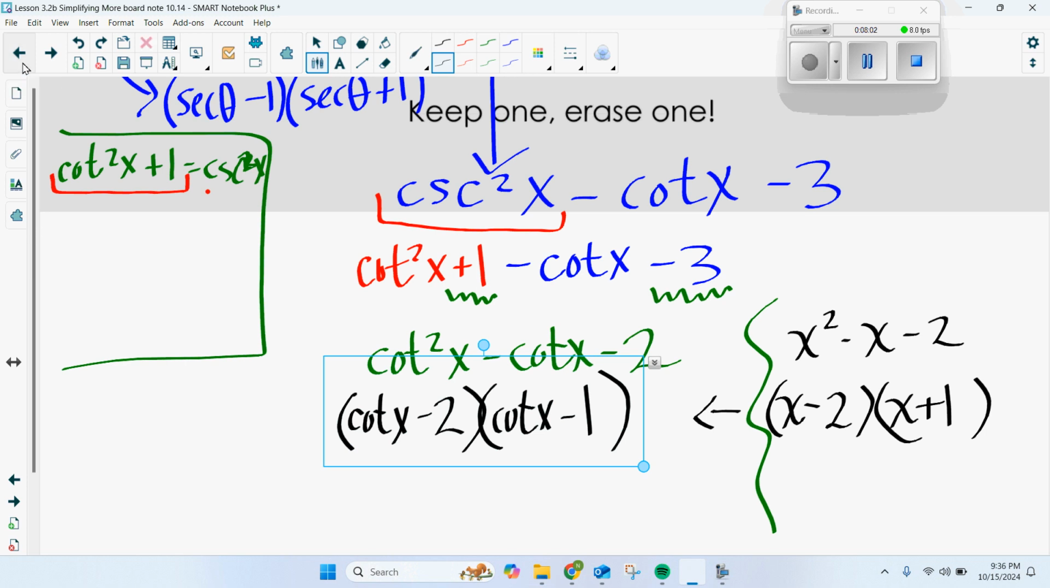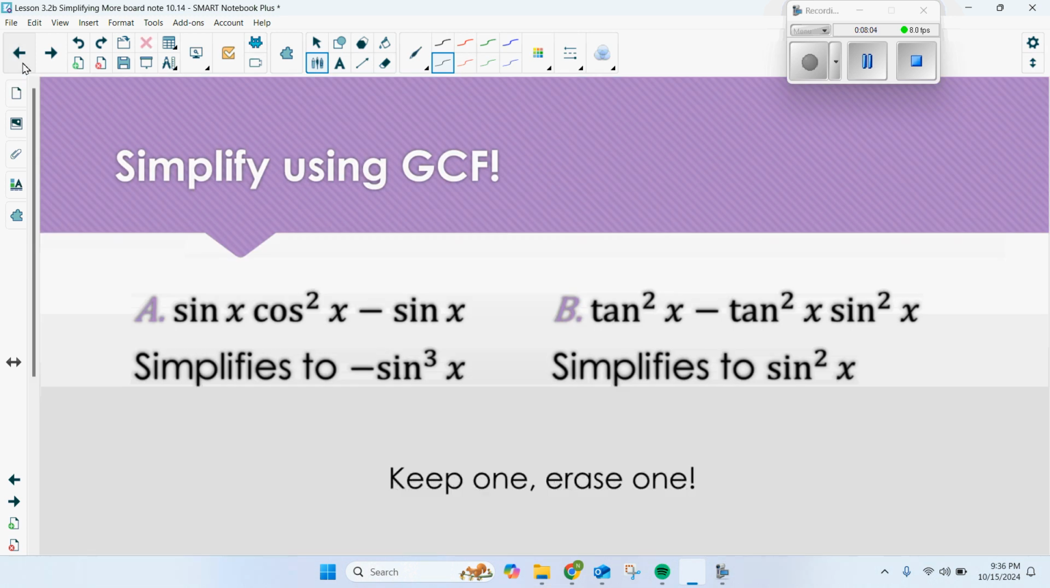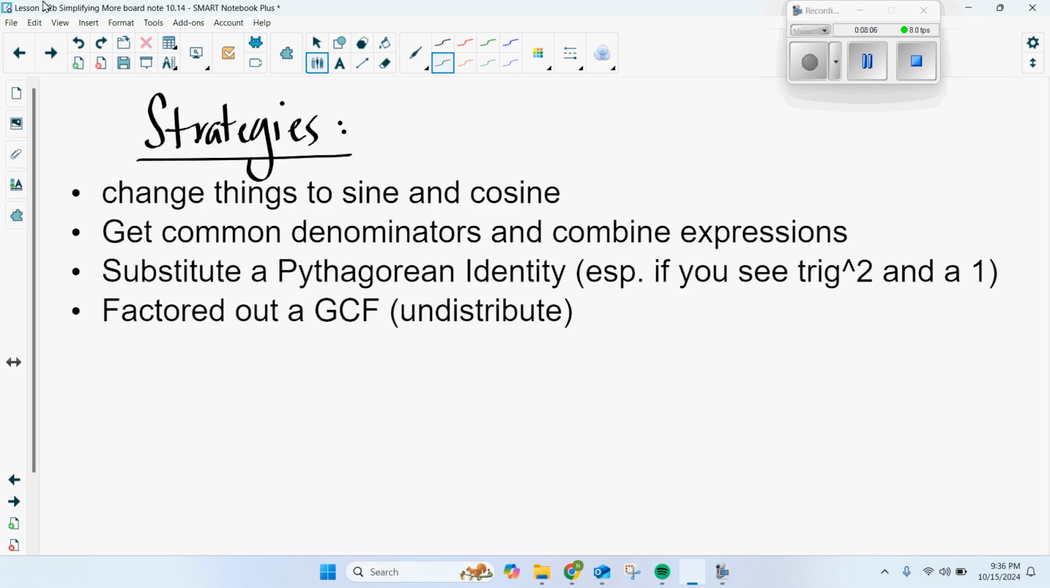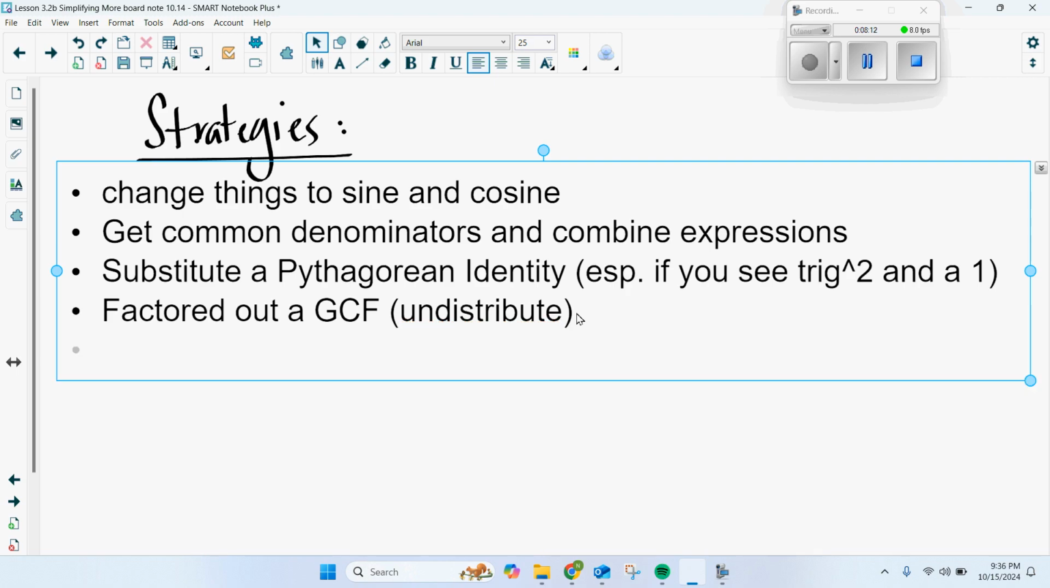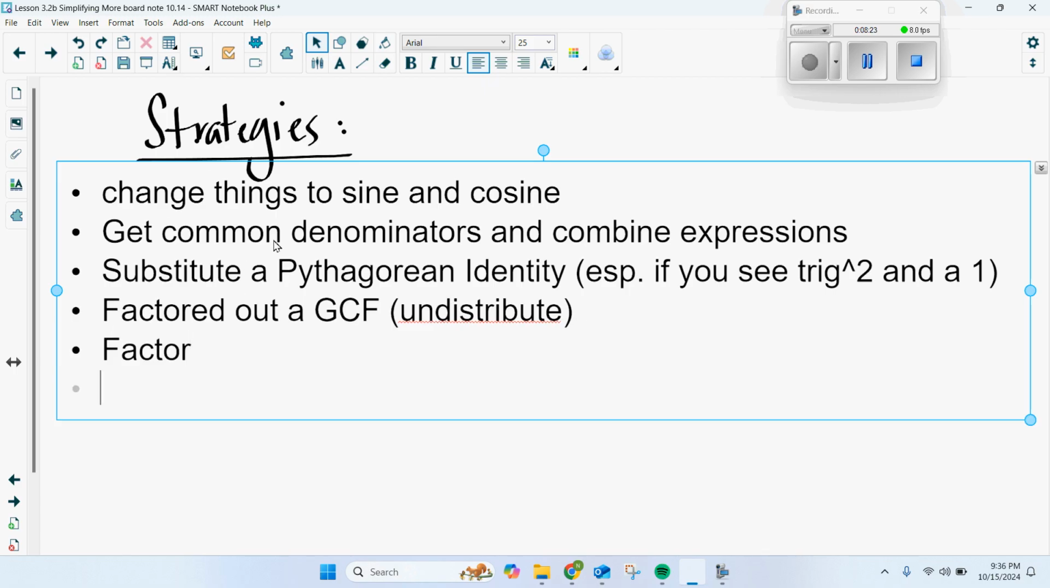So I'm going to go back to our strategies real quick, and add the strategy of just factoring, like plain old factor. That's something you might have to do. And then there's one strategy that is more obscure than the other ones. All of these, and actually there's one more I would like to add that might come up in one of your examples today.